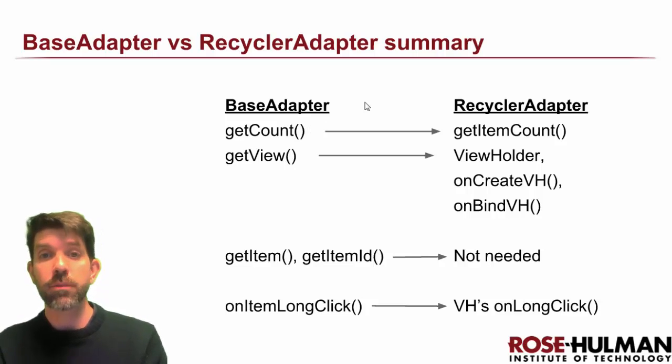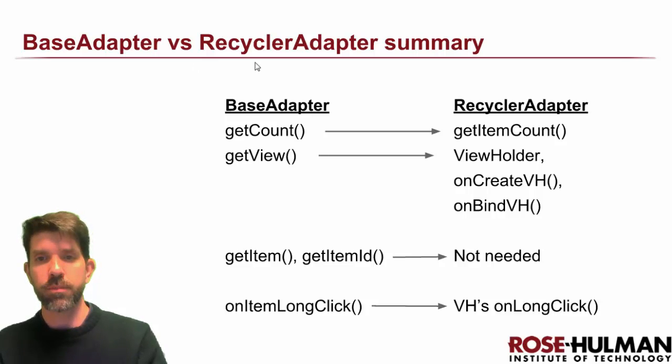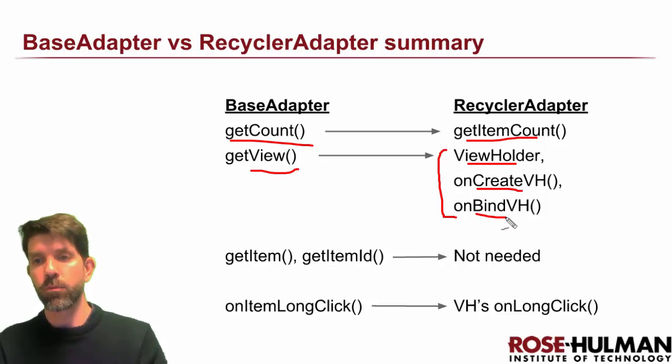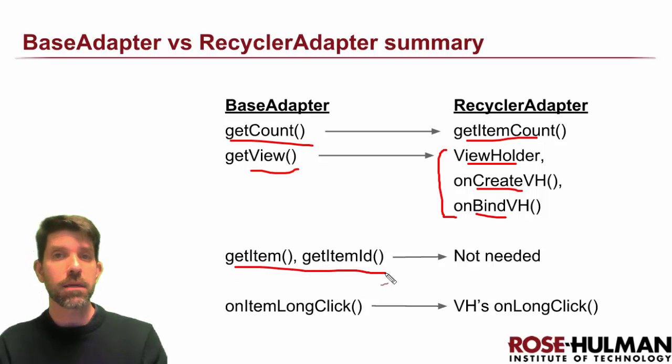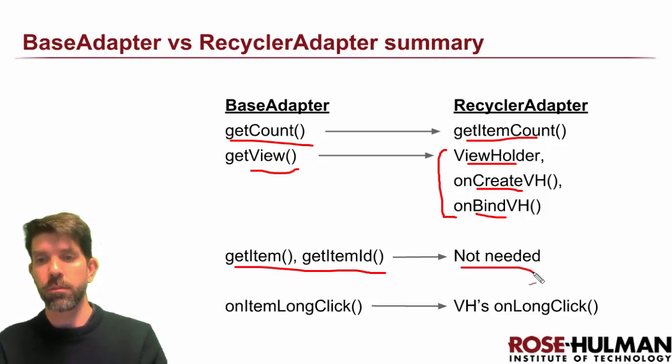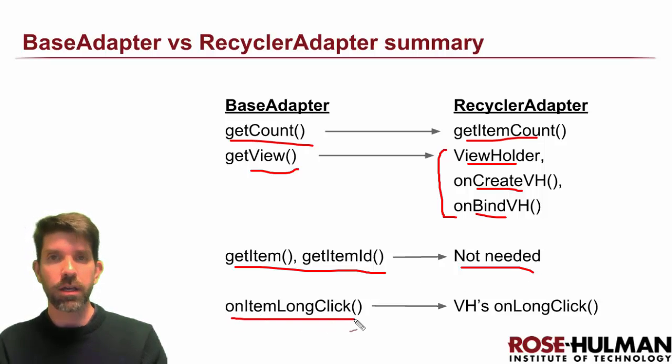All right, so let's summarize here and wrap up. So the conversion from base adapter to recycler adapter basically went like this. Get count became get item count. Get view got split up, like we said, into this inner class, the view holder, and then we created it and we bound it. Get item and get item ID are no longer needed; those just aren't part of the recycler view framework. And then the on item long click on the list got replaced by just a regular on long click inside the view holder.